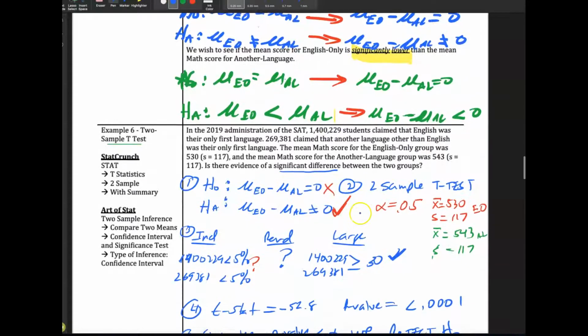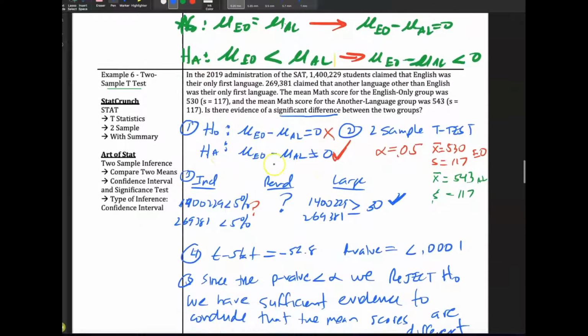So looking at the actual test, again, it has the 5 steps. There's your null and alternative. We're checking to see, is there a significant difference? So that will be a not equal sign. So two sample t-test, we're going to assume alpha 0.05, and then we have the sample data here.